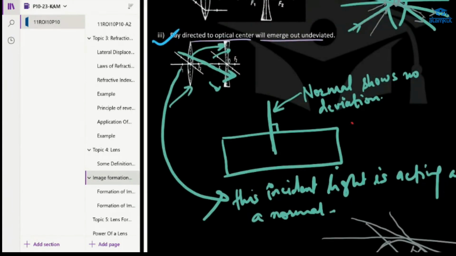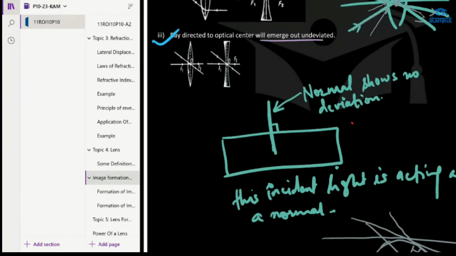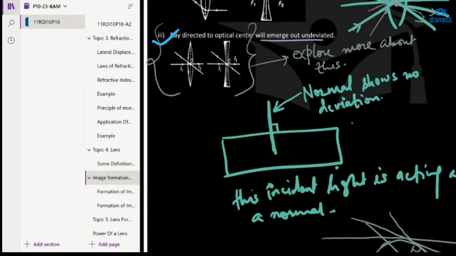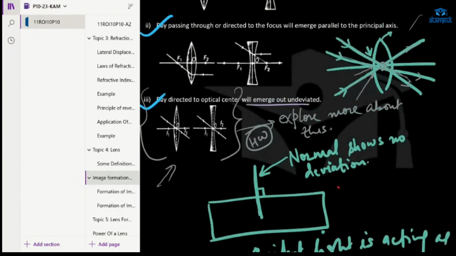Okay, and you can also explore more on this. In this part, you both will explore more and gather more information about why it is passing undeviated. This will be your main homework. This is the reason that I have told you. This is the model for this lens, and also gather some information about this ray. It's not necessary that you explore, but it would be great if you explore more about this ray.